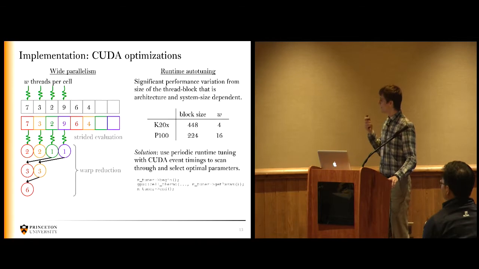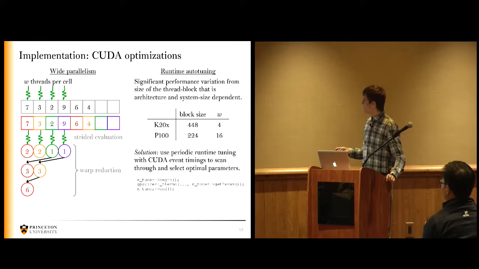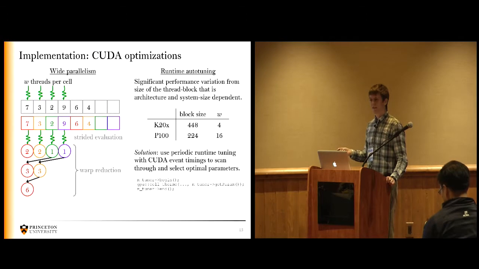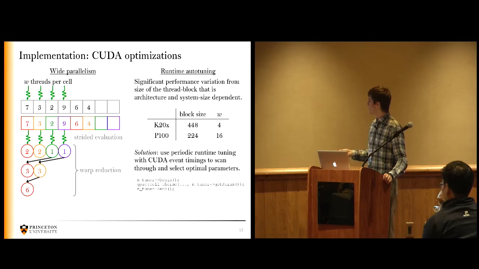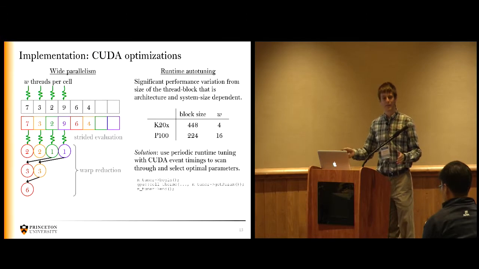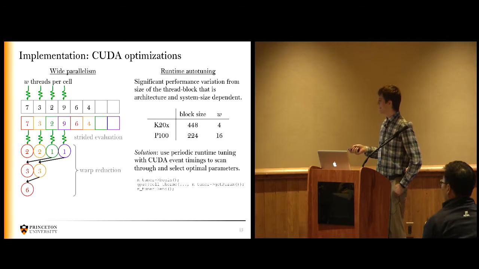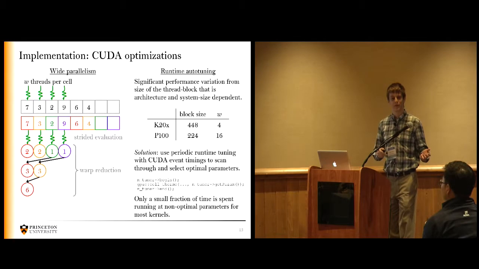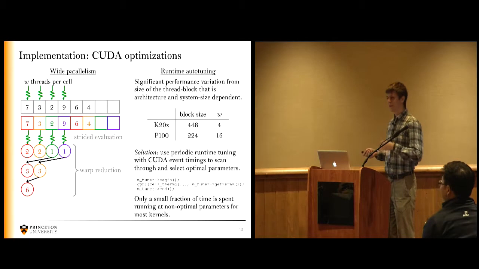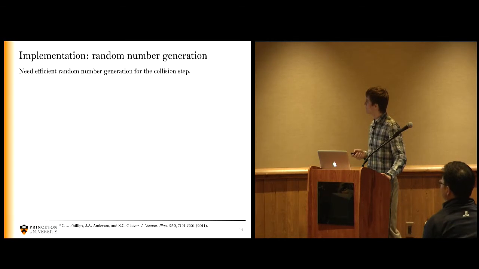And so we use periodic runtime auto-tuning. We have this thin wrapper that we use around any kernel launch, where we use CUDA event timing to measure how long the kernel launch took. And we feed in a launch parameter that we scan through. We periodically do this in the simulations, and we only end up running a very small fraction of the time at non-optimal run parameters. And so this lets us both adapt to the simulation and dynamically choose the best parameters.